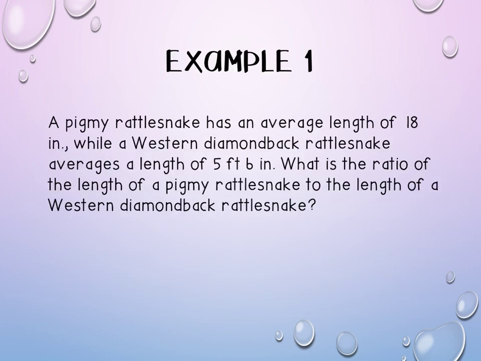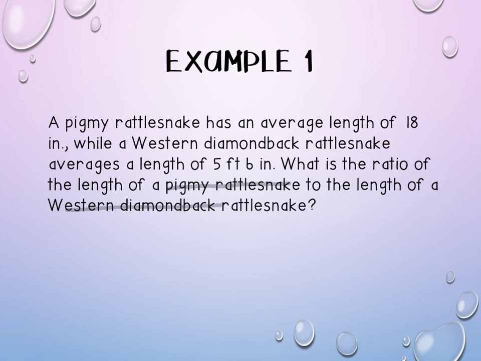All right, so this says a pygmy rattlesnake has an average length of 18 inches, while a western diamondback rattlesnake averages a length of 5 feet 6 inches. What's the ratio of the length of the pygmy rattlesnake to the length of the western diamondback? So the first thing is you want to pay attention to the order that this is given. First comes the pygmy, then comes the western diamondback. So when we write our ratio, we're going to write it that way.